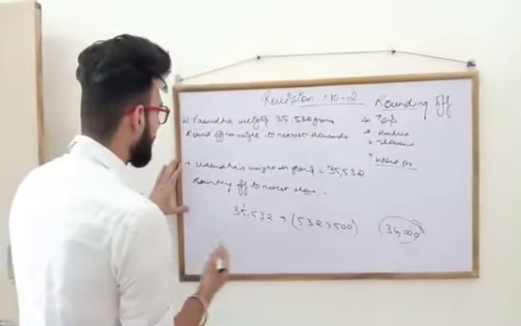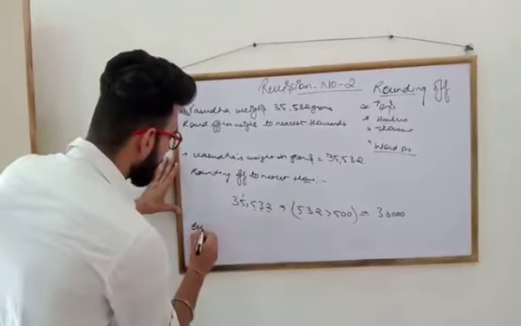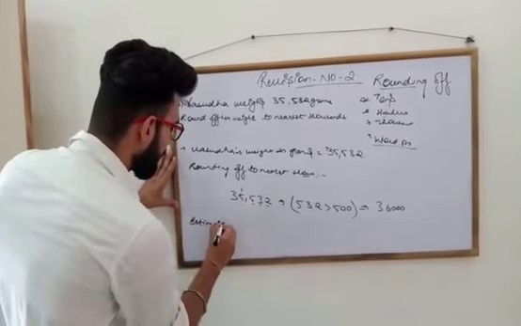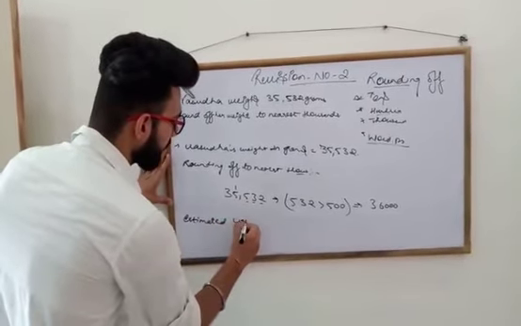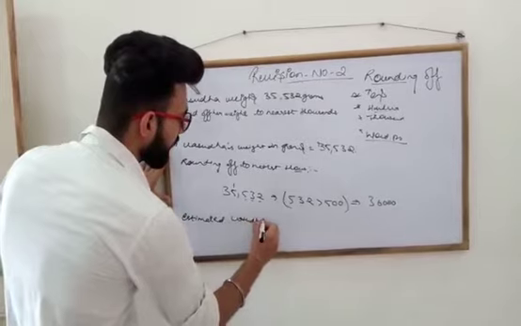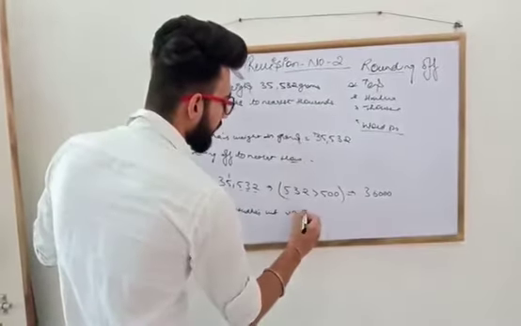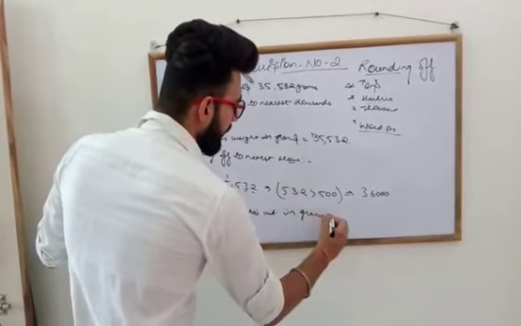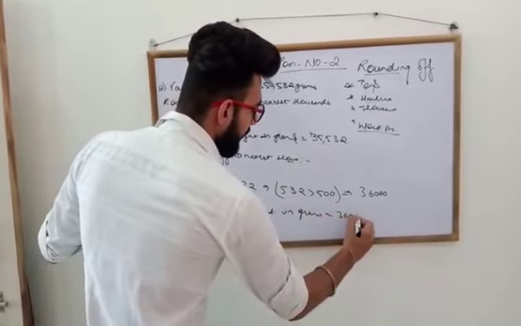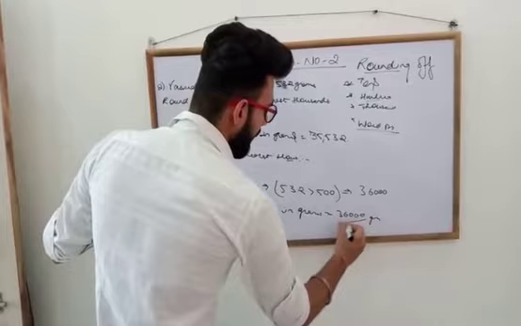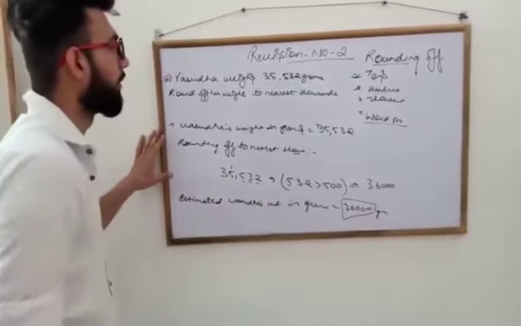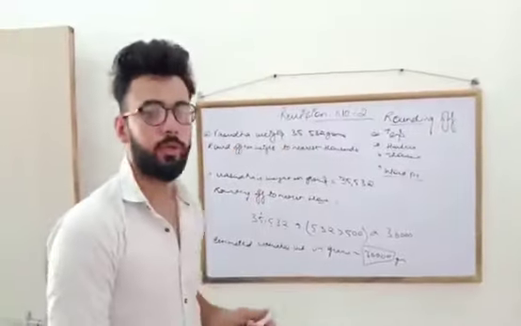In the statement, I will write: estimated Vasudha's weight in grams is equal to 36,000 grams. In this manner we solve word problems based on rounding off.